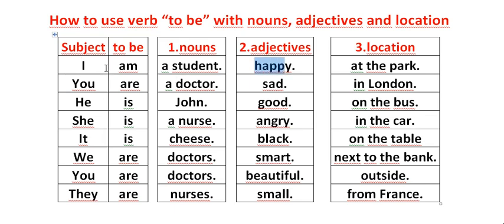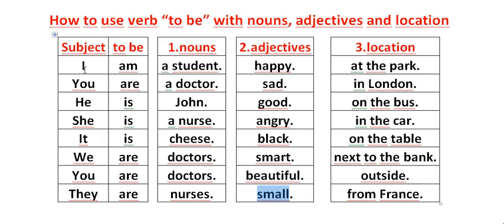And the second is we use verb to be with the adjectives. So we give extra information about the noun. So I am happy. You are sad. He is good. She is angry. It is black. We are smart. You are beautiful. They are small.